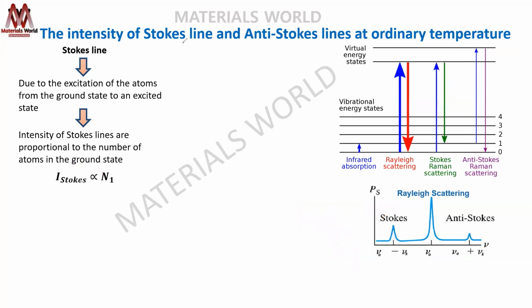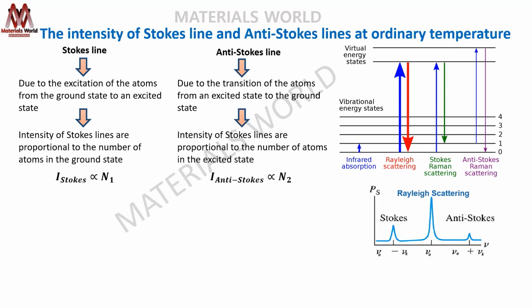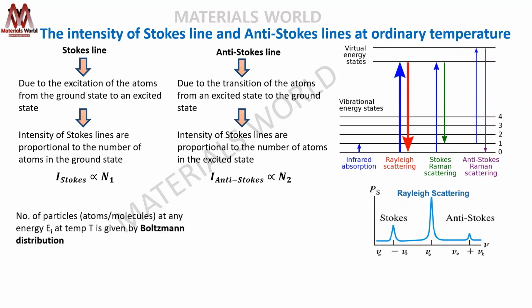Okay. So I can write for anti-Stokes line, due to transition of the atoms from excited to ground, the intensity of the line will be directly proportional to the number of atoms in the excited state. What is N1 and N2? N1 is the number of atoms in ground state, N2 is the number of atoms in excited state.